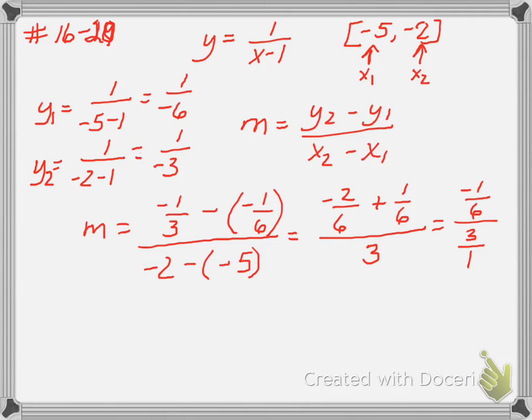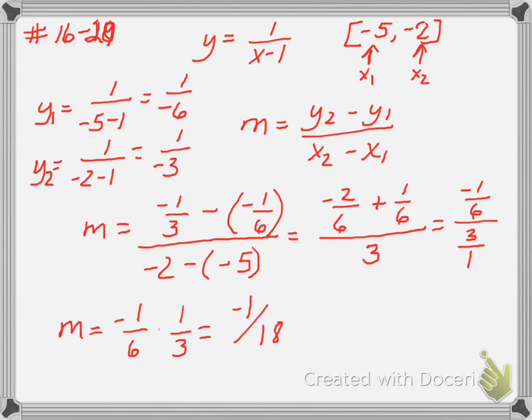So here I'm dividing two fractions. So when I divide two fractions, I'm multiplying by the reciprocal. So I take my -1/6 and I multiply by the reciprocal of 3 over 1, which is 1 over 3. -1 times 1 is -1, and 6 times 3 is 18.